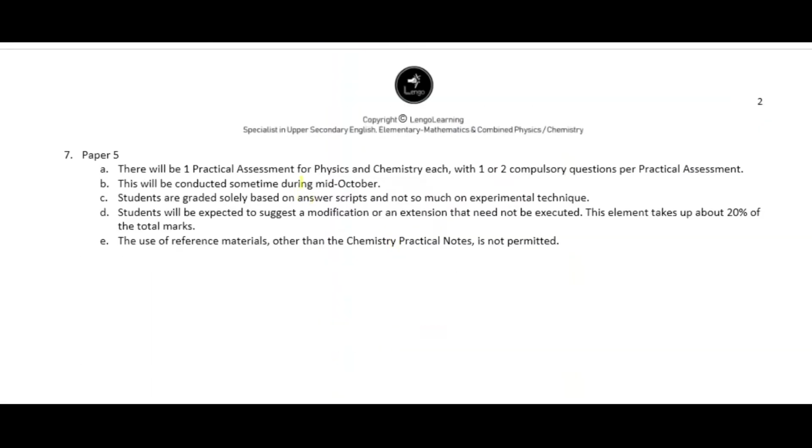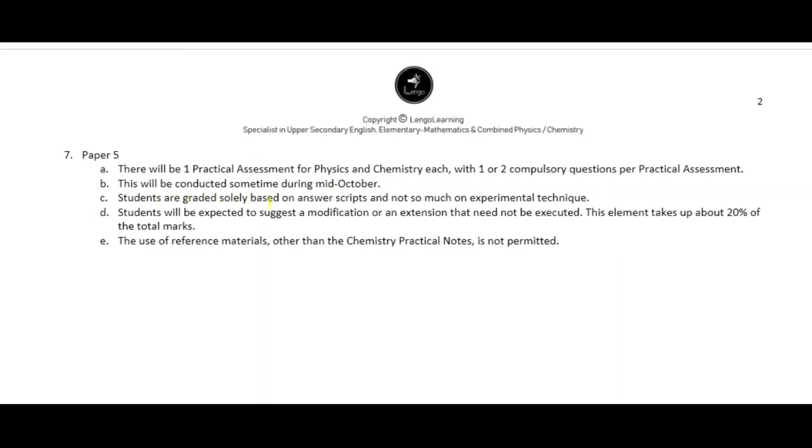So last but not least, we have paper 5, which is the practical component. There will be one practical assessment for each of the physics and chemistry subject, right? And there will be compulsory questions in each practical assessment. The questions are basically compulsory, and this will be conducted sometime in October, just slightly before your other papers, during the O-level examination period.